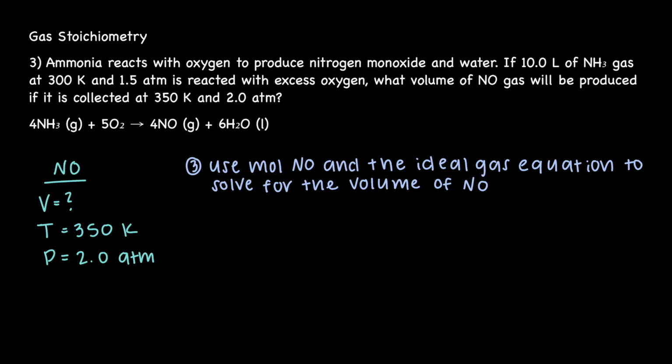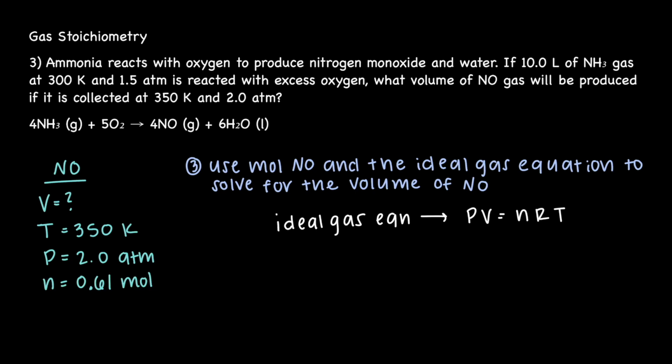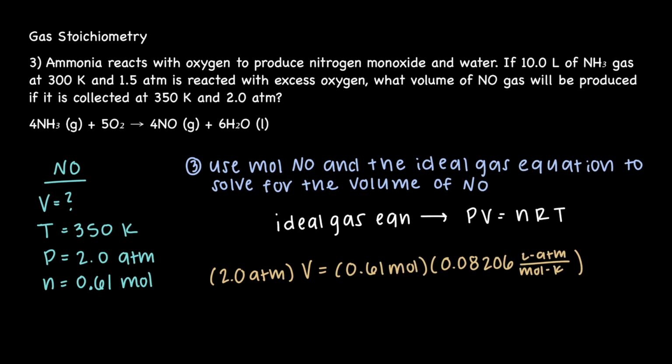We now have moles of NO, so we can use the ideal gas law equation to solve for the volume of NO. We have a pressure of 2 atmospheres. We are solving for volume. We have 0.61 moles. The ideal gas constant is 0.08206, and the temperature is 350 Kelvin. Solving, we get a volume of 8.8 liters of NO.